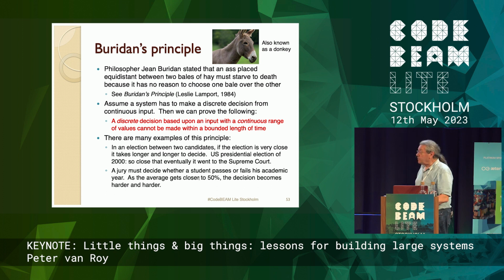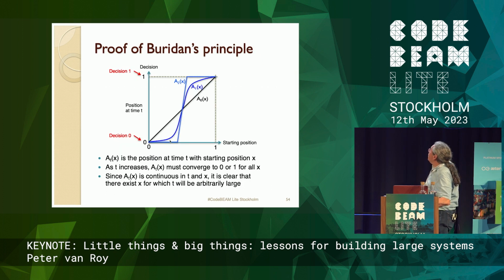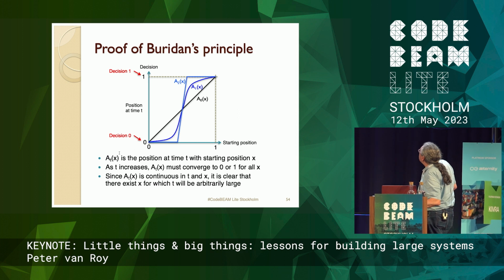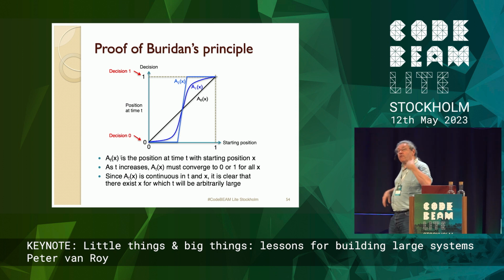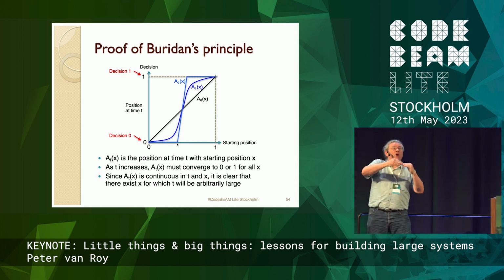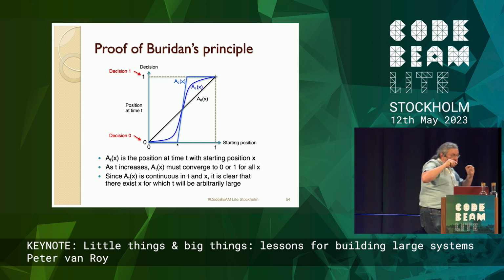This can be proved fairly straightforwardly. It's a little bit subtle, but it's actually worthwhile to see how it's happening here. So horizontally, you have the continuous input from 0 to 1. Vertically, you have the decision, so 0, 1, okay? So normally it should be only 0 or 1. And there's a curve, A_t of x. It's showing the progress of your decision making, okay? So at time t, with starting position x, what is the decision? And so it's continuous, of course. So the function has to be continuous. You cannot jump from one to the other because that's not reasonable.